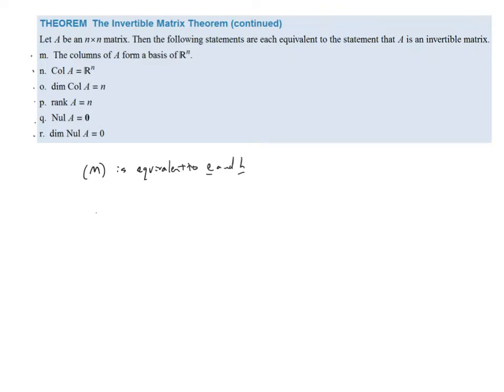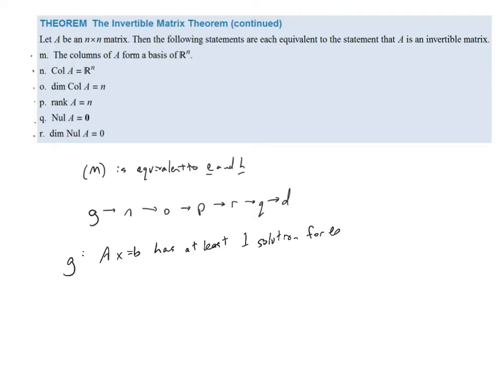Then for the rest, we're going to follow this sequence. We're going to go G in the invertible matrix theorem gives us N. If G is true, then N is true, which implies O, which implies P, which implies R to Q, and then back to D, because remember, we have to close the loop. So starting with G, which says that AX equals B has at least one solution for each B in Rn.